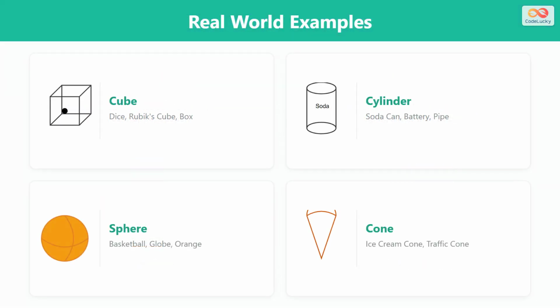Geometry is everywhere around us. Dice and boxes are cubes, batteries and pipes are cylinders, basketballs and oranges are spheres, and party hats are cones. Recognizing these shapes in the real world helps us understand the math behind them.